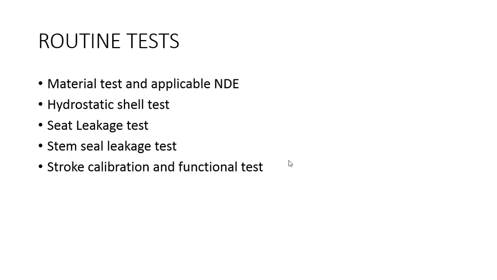Next is the stroke calibration and functional test. A simple stroke test can be done to check the valve opening and closing properly through the positioner. Check the valve is operating smoothly. Under operating condition at plant, calibration might be required to set the new bench set.